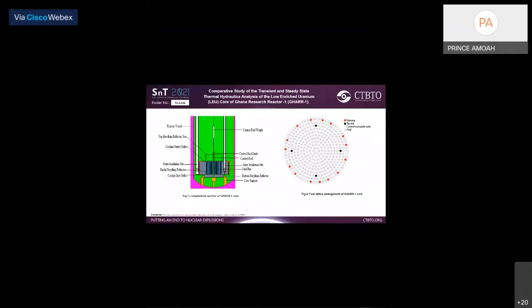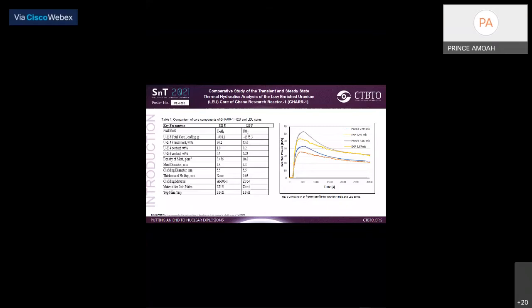And the core components of the core are presented here. Now, the current enrichment of the Ga-1 core is around 13%. And the cladding is now zircaloy-4 or zirconium alloy. Initially, it used to be aluminium, but now it's zirconium alloy. And also the moderator still is water, the coolant is still water.